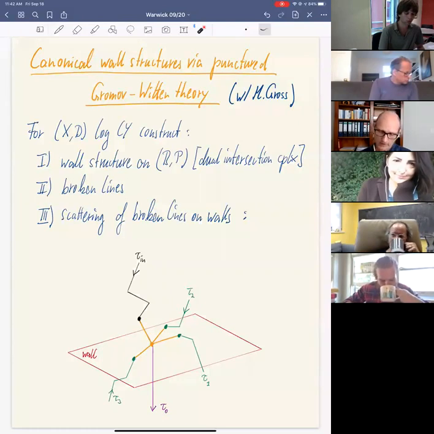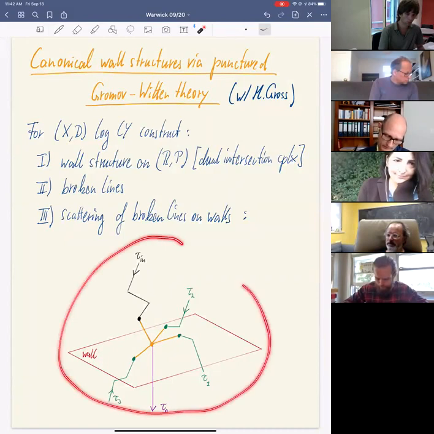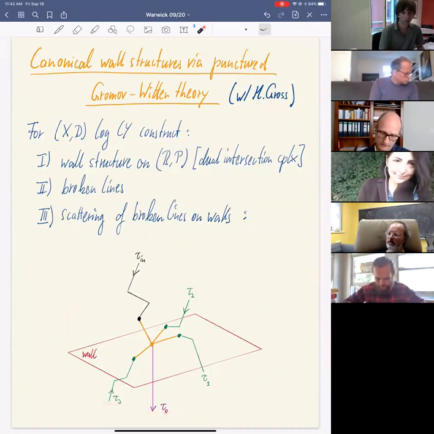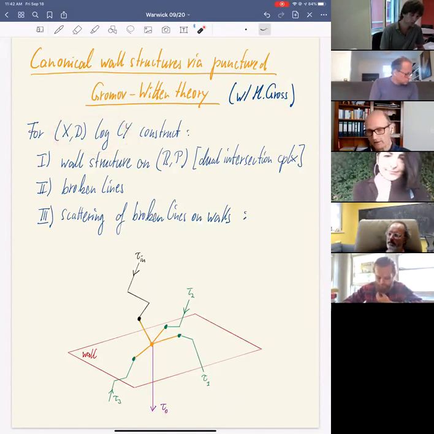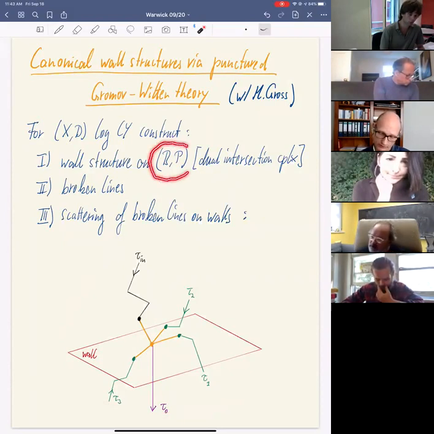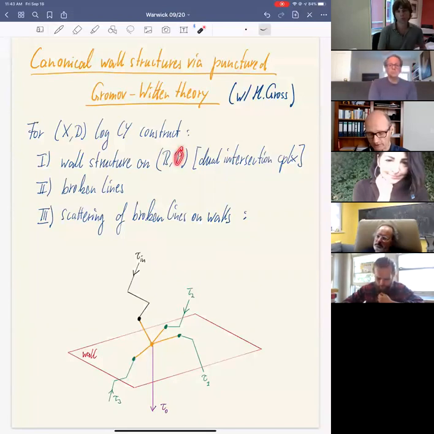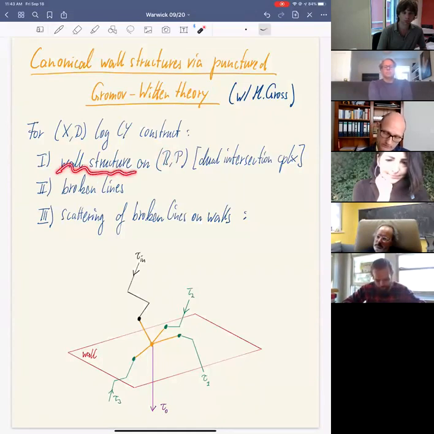And I'll sketch how this goes a little bit, but I won't go into the details because I really want to focus on that computation down here. But essentially, the story is we start with a log Calabi-Yau, and then we get a dual intersection complex for this pair. That's essentially a simplicial complex P and an underlying topological manifold B. And on this topological manifold, we define a wall structure entirely using tropicalizations of punctured curves.